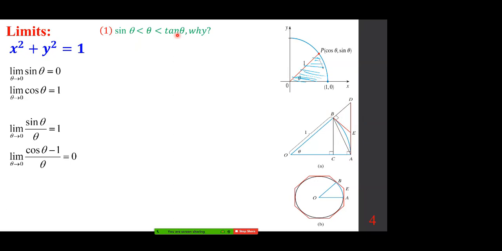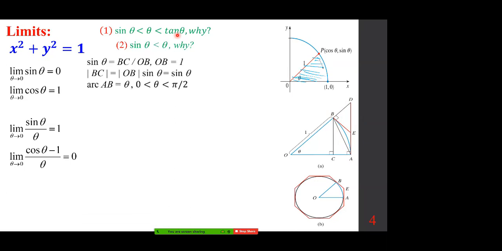But let's again do the writing here. First, sine theta is less than theta. Take a look at the justification again. Sine theta is BC over OB. OB is 1. And remember, we are in the first quadrant. Everything is positive. Theta is between 0 and pi over 2. Sine is positive, cosine, everything is positive. And as far as the arc is concerned, BC is less than AB and then less than the arc AB, which is theta, the central angle. So we proved sine theta is less than theta.